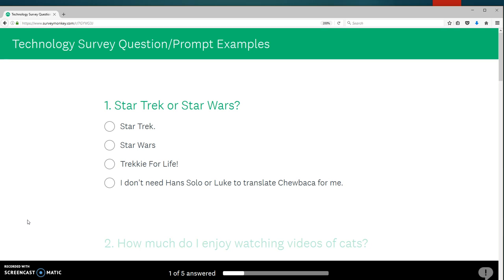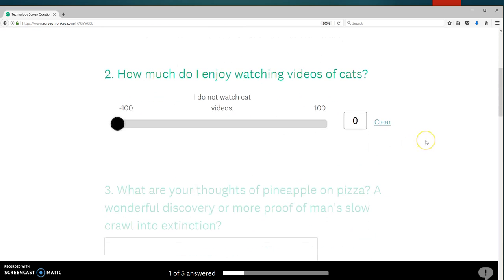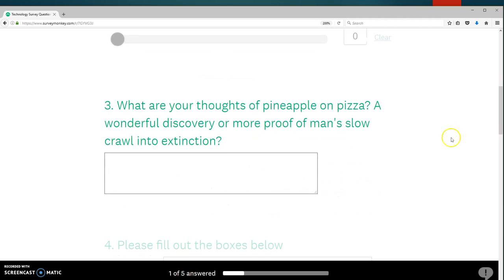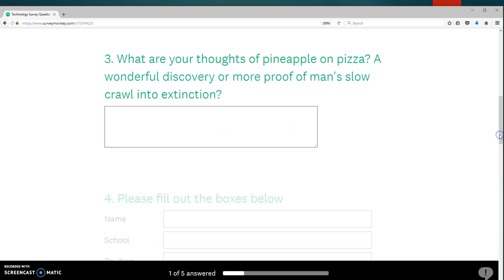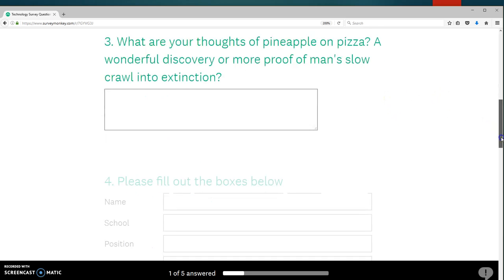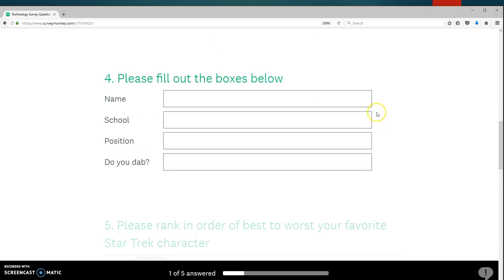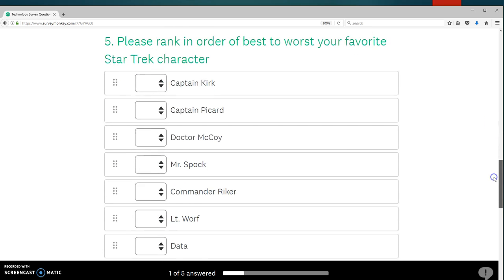Visually, here is an example of some of these. There's multiple choice. Here is the sliding star. Here is what I would call open response, the fill in the blank. This is fill out the box. And then here is a ranking example.